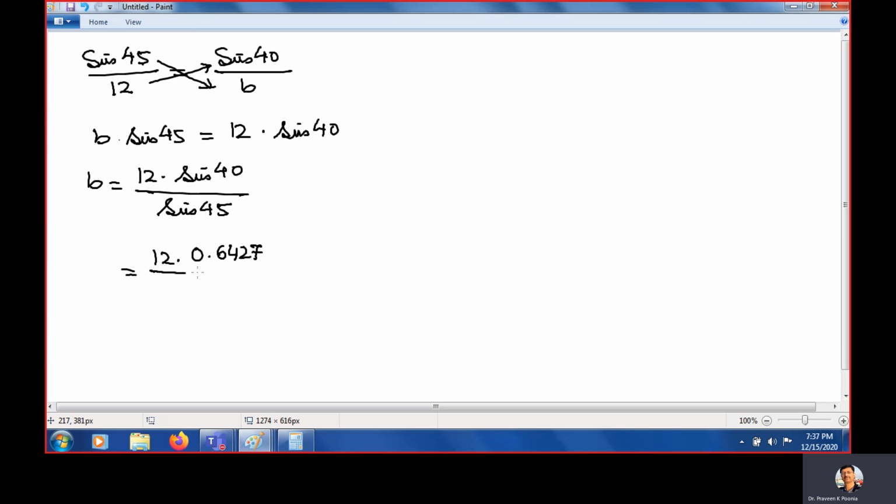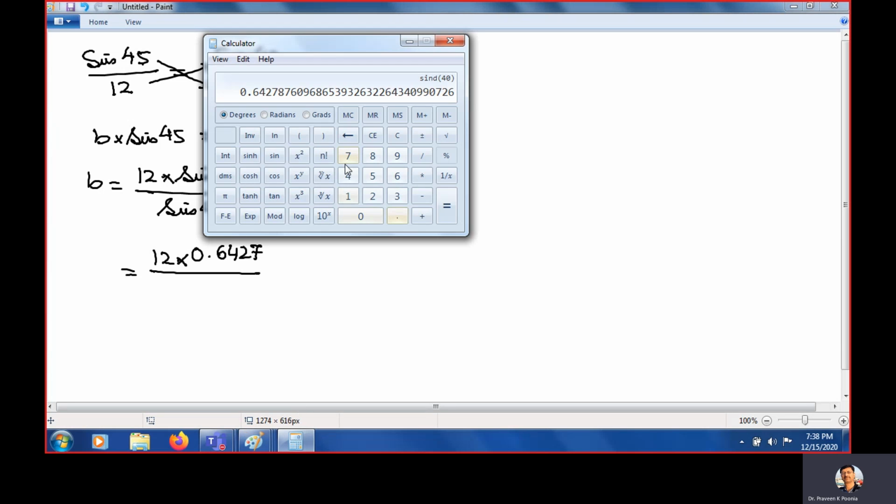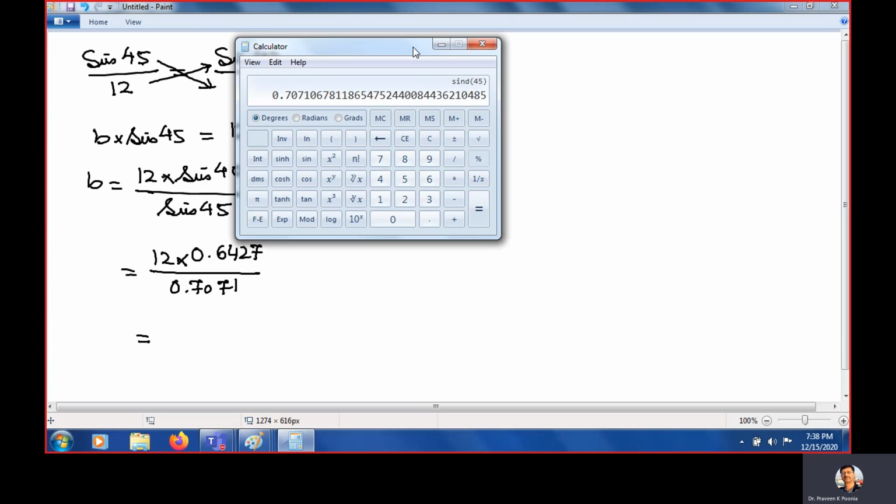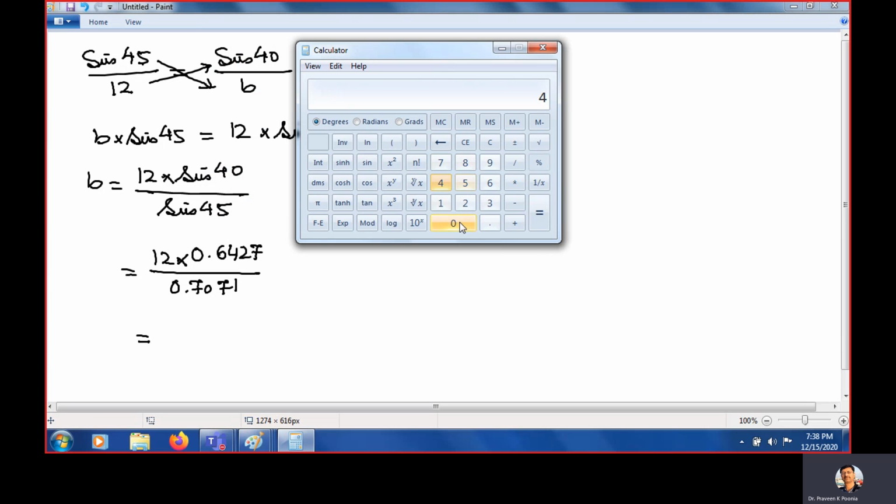0.6427 upon... multiply. Multiply here. You can write multiply because otherwise there will be confusion with decimal. Sine 45 and 45 and sine, it is 0.7071. Now simplify this. So how will we simplify? It is sine 40 multiply by 12.